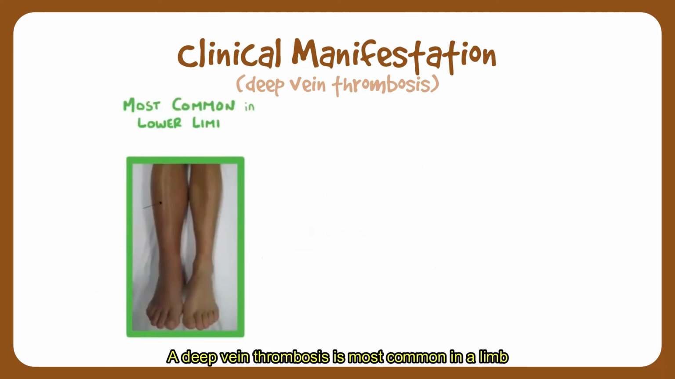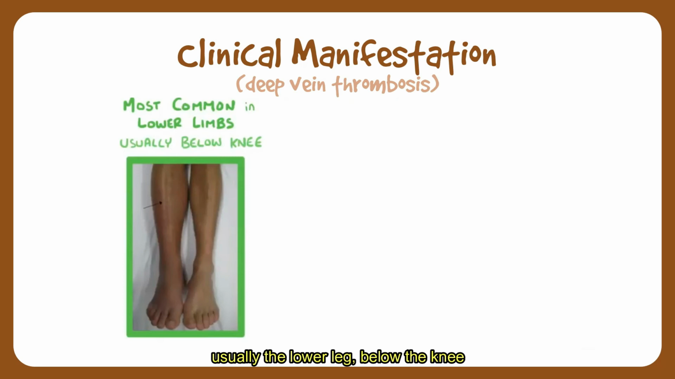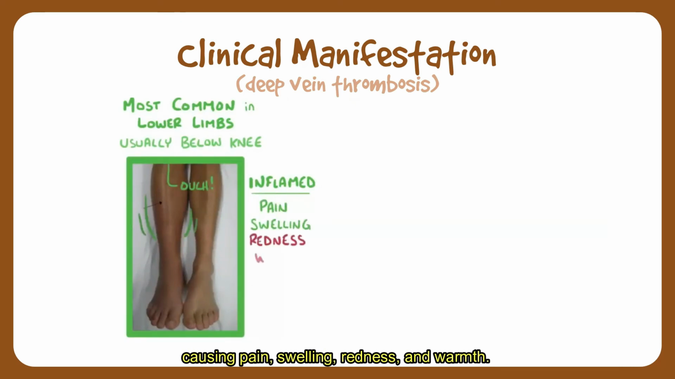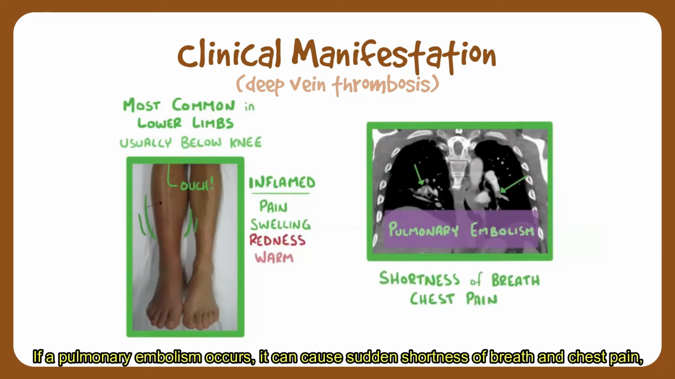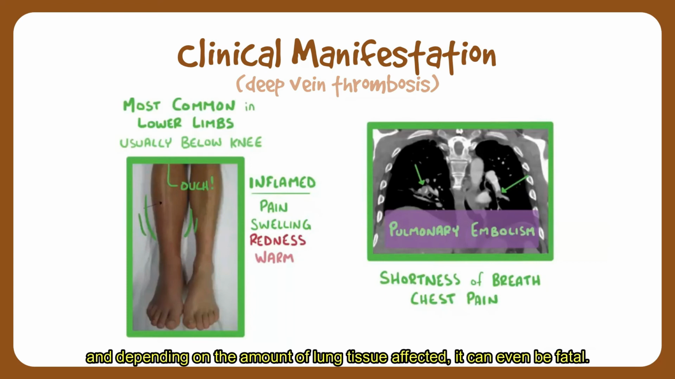A deep vein thrombosis is most common in a limb, usually the lower leg below the knee, and it can make the area around the clot inflamed, causing pain, swelling, redness, and warmth. If a pulmonary embolism occurs, it can cause sudden shortness of breath and chest pain. And depending on the amount of lung tissue affected, it can be fatal.